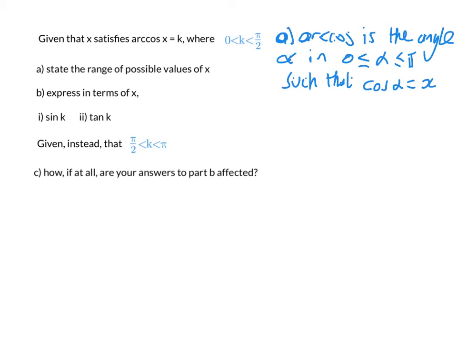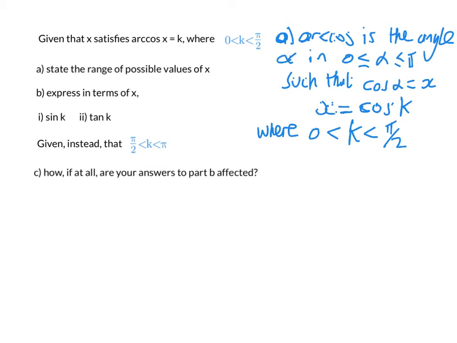Now, so we've got the situation then that x equals cos of k, but we know k is greater than 0 and less than pi over 2. So, well, what happens here? We think about what happens in the cos function between 0 and pi over 2. Well, it starts at 1 and goes down to 0.